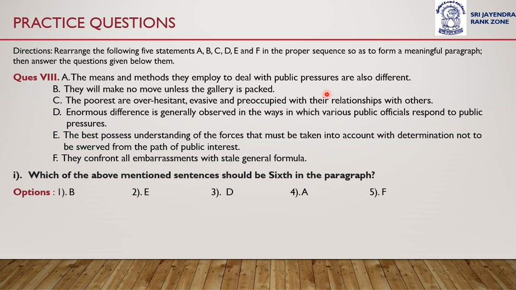So, let us quickly read these sentences. The means and methods they employ to deal with public pressure are also different. They will make no move unless the gallery is packed. The poorest are over hesitant, evasive, and preoccupied with their relationships with others. Enormous difference is generally observed in the way in which various public officials respond to public pressures.